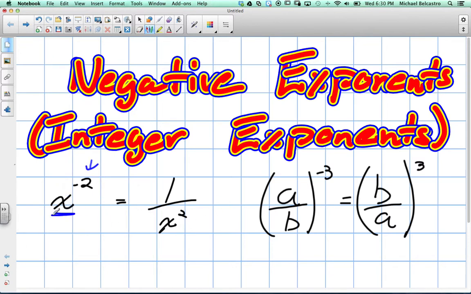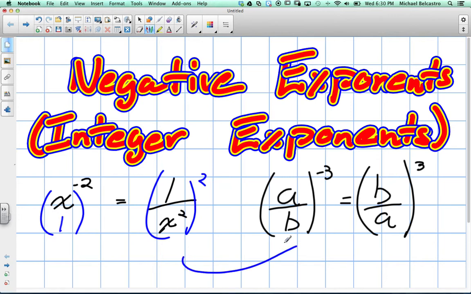So in this case, if our base is the letter x, it could be any number, like 5, to the power of -2. Well, what we can do is take that number and make it the denominator of a fraction. So it becomes 1 over x to the power of 2. Really, what's happening there is that we made this whole base a fraction. We put it over 1, and then to invert it, we did this.